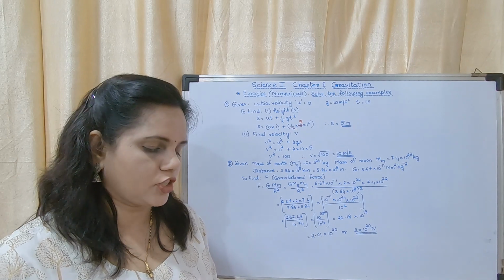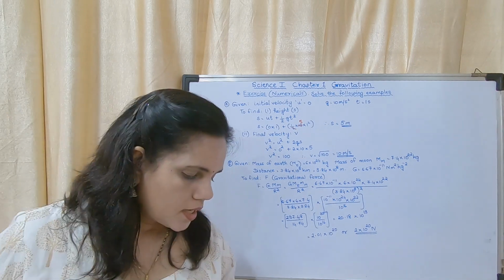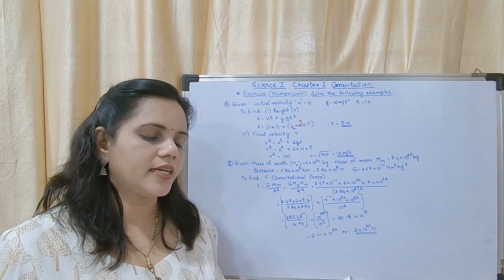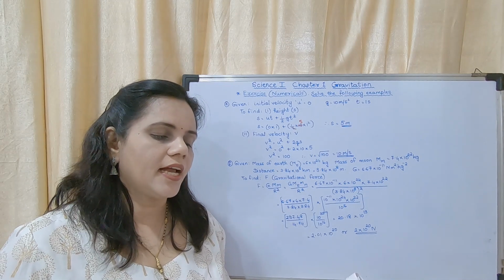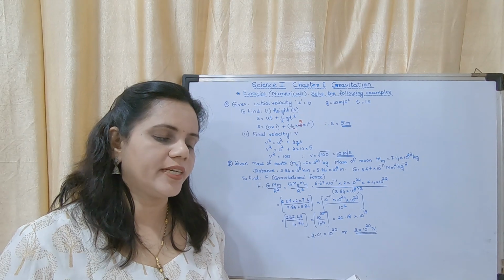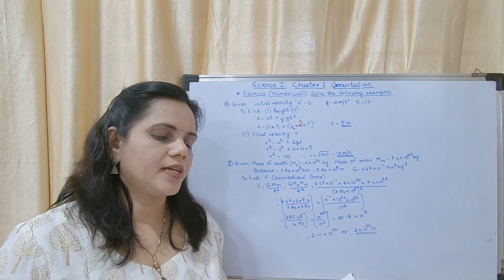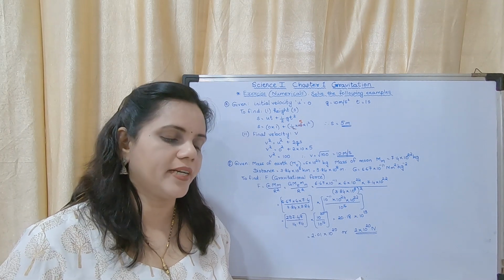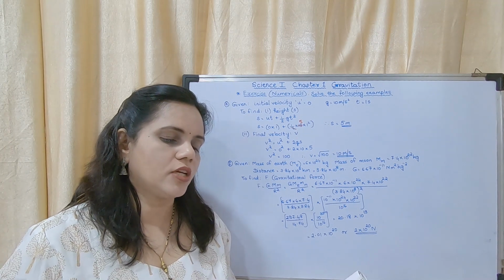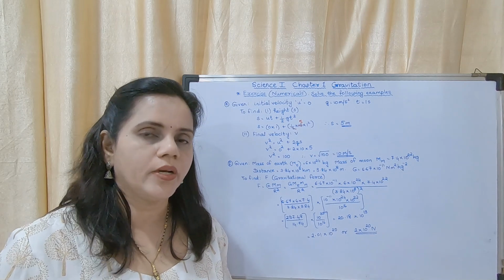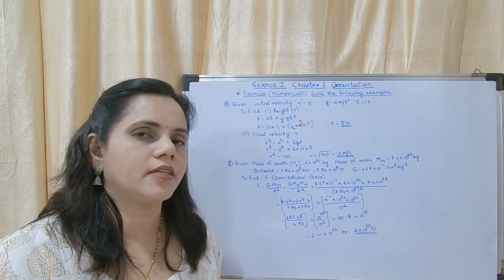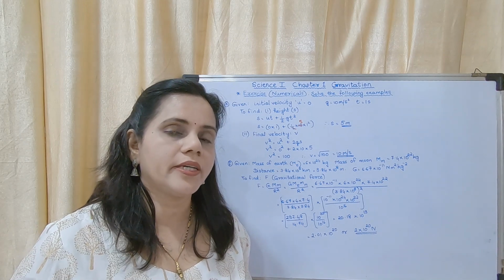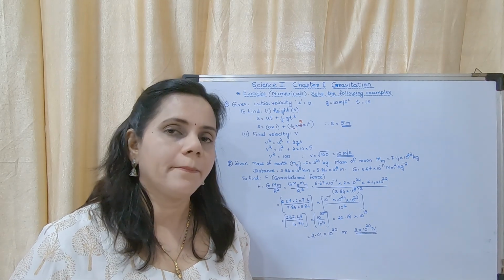Now the next question is, the masses of the earth and the moon are 6 into 10 raised to 24 kg and 7.4 into 10 raised to 22 kg respectively. The distance between them is 3.84 into 10 raised to 5 kilometer. Calculate the gravitational force of attraction between the two. First of all, you may notice that one of the values has been given in kilometers. The distance they have given in kilometer, that you have to convert into meters.